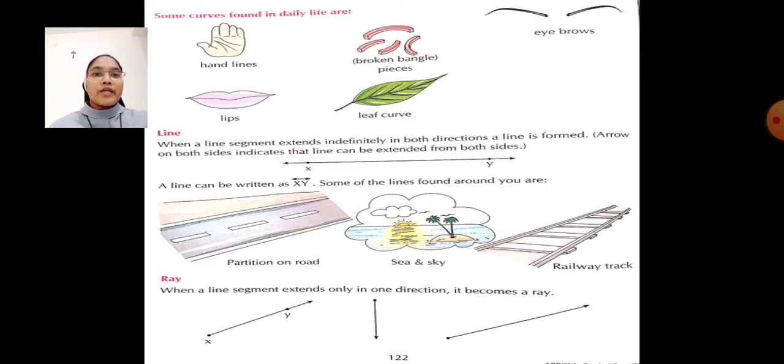Next, ray. When a line segment extends only in one direction, it becomes a ray.